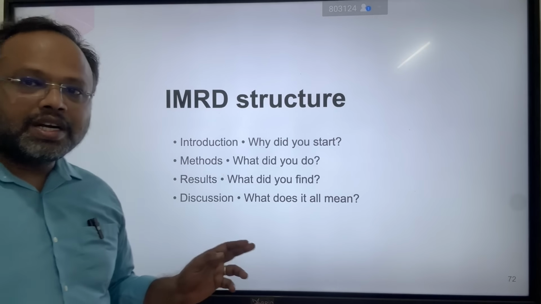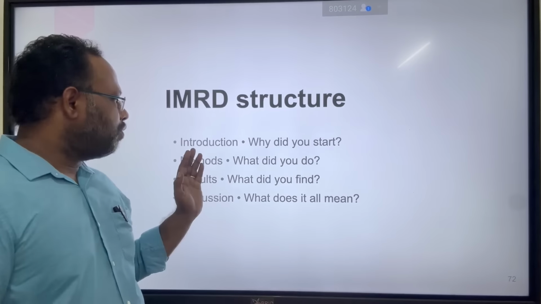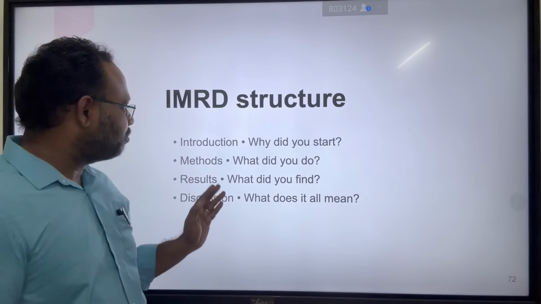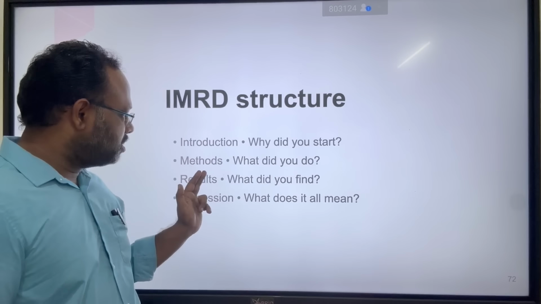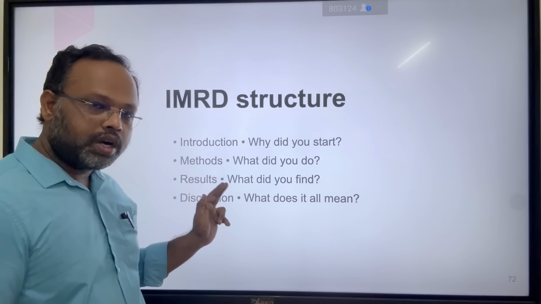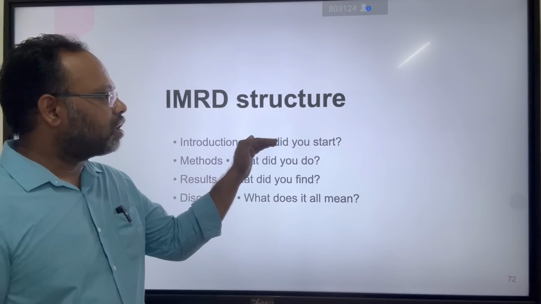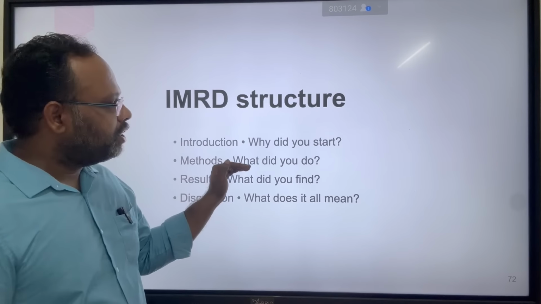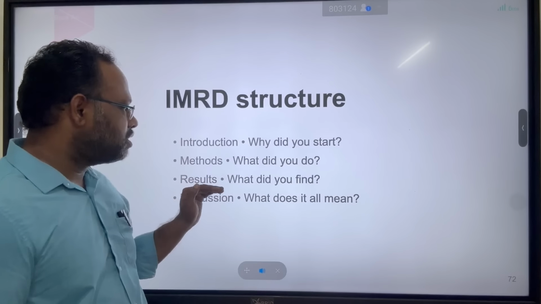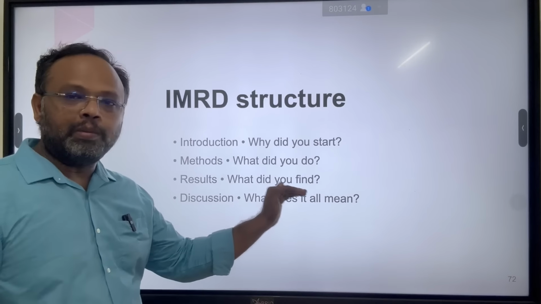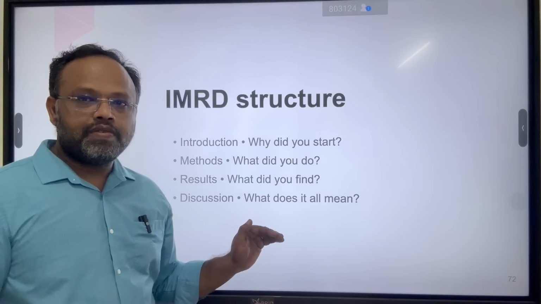Then we have the IMRAD structure for a research article. We have 4 common headings, that is introduction, methods, results, and discussion. If you ask me, introduction is why, methods is how, results is what, how much, discussion is so what. Introduction means why did you start the study, methods means what did you do in this study, results means what did you find in this study, discussion means what does it all mean. That is called the IMRAD structure of a research paper.